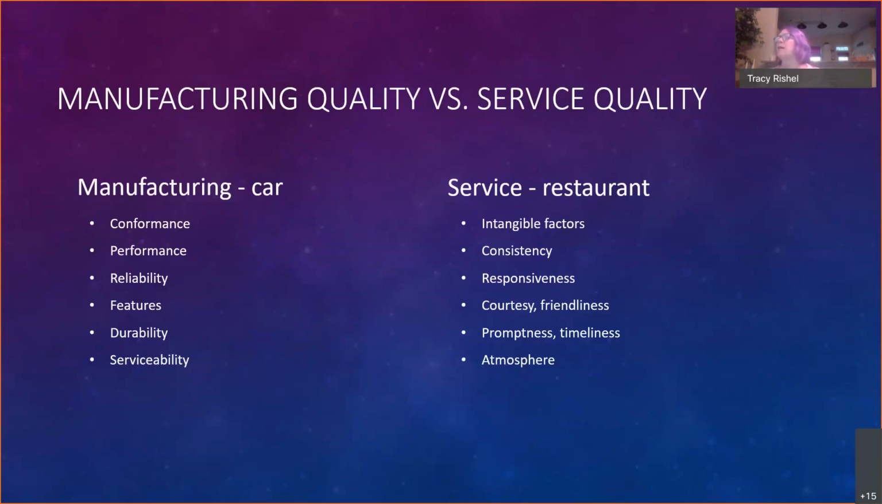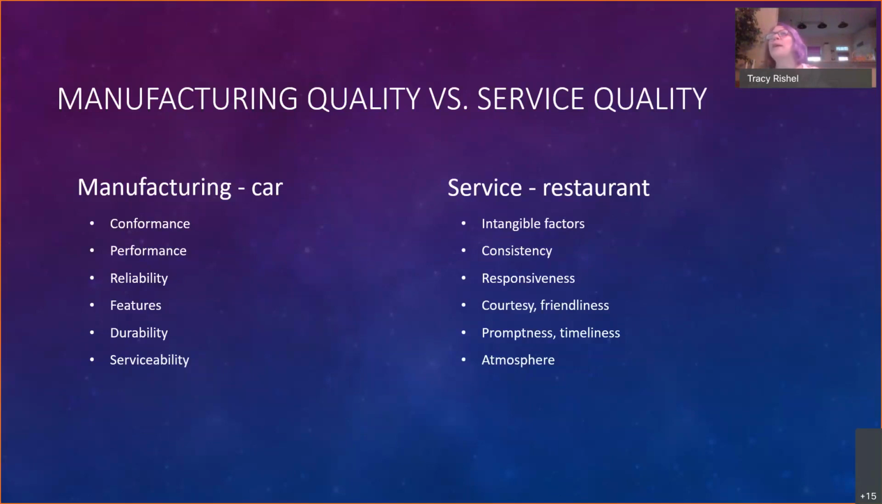So in manufacturing, for a car, does it conform to what the manufacturer says it should? Does it get 25 miles to the gallon? Performance, how does it perform? Does it get the horsepower that it should get? Reliability, is the car breaking down all the time, or is it reliable? We don't have to take it into the service shop that often. Features, does it have air conditioning? Let's hope so, especially this summer since it's been so darn hot. What kind of wheels or tires does it have on it?